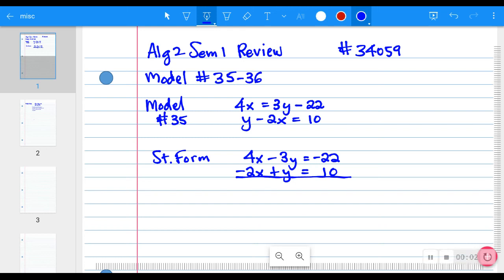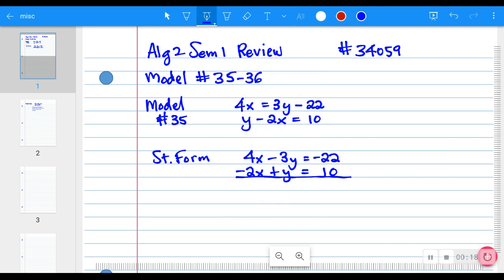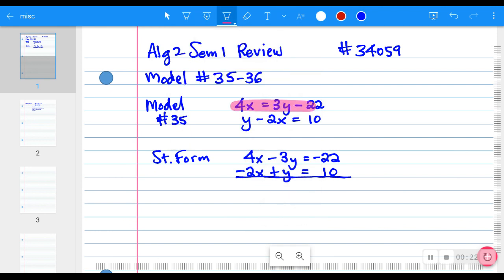Okay, welcome back to the Semester 1 review for Algebra 2, and we're going to look at problems 35 and 36. On example 35 here, we're supposed to solve, and before you get to that stage, you're going to have to put these in standard form.